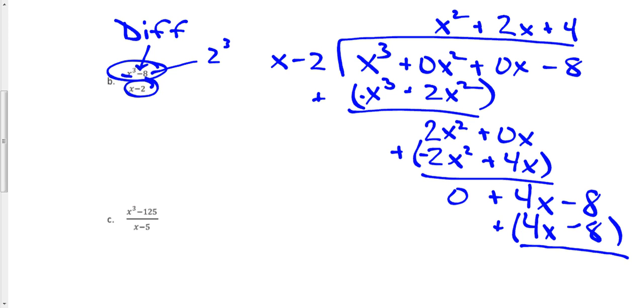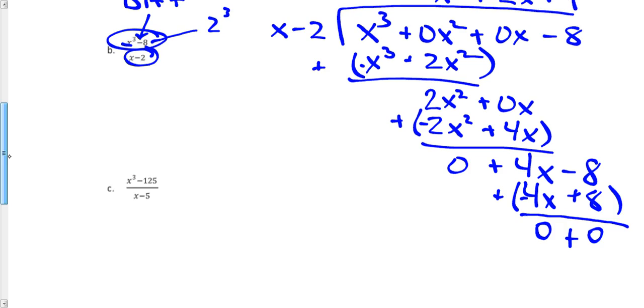Which is called distributing the negatives, right? There you go. And 4x minus 4x is 0. Negative 8 plus 8 is 0. And we have our answer. Okay, good. How many of y'all got this? I like the hands I see. Be loud and proud about that. Loud and proud. All right.